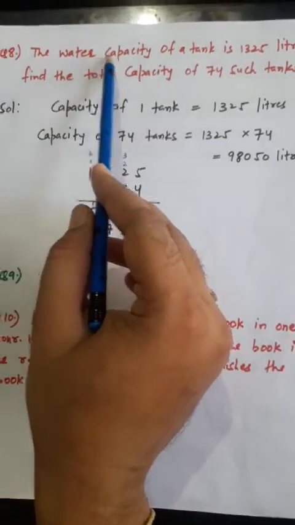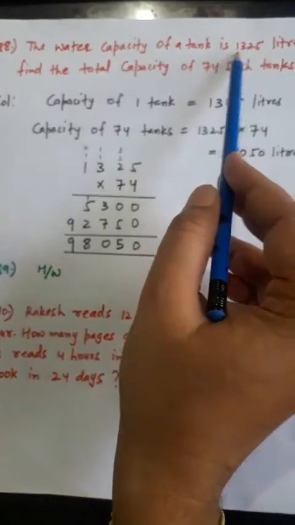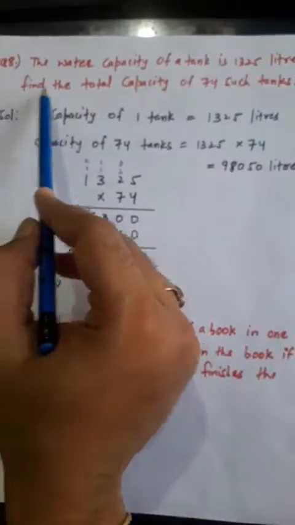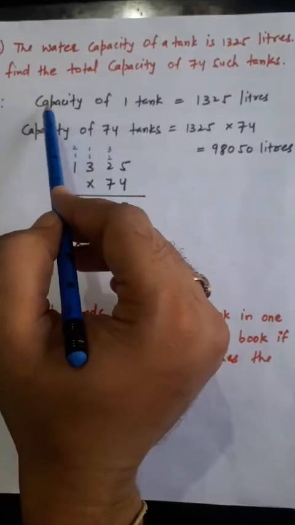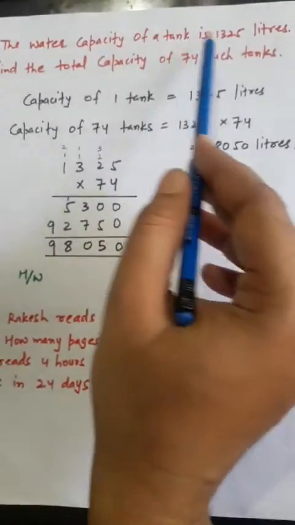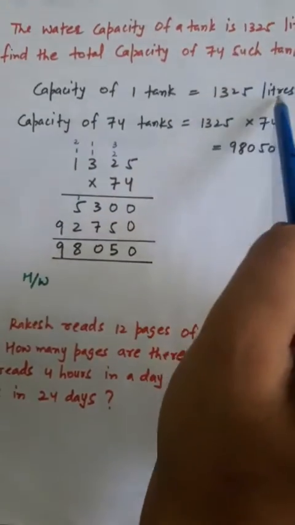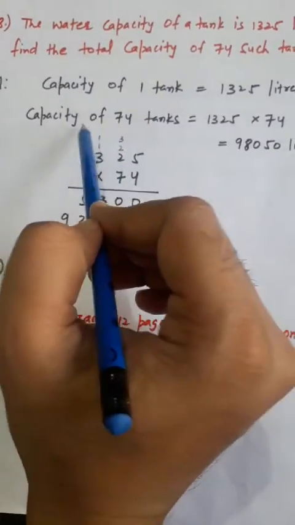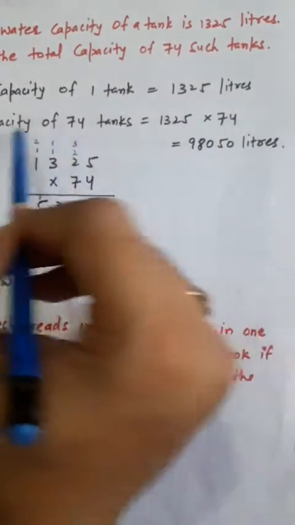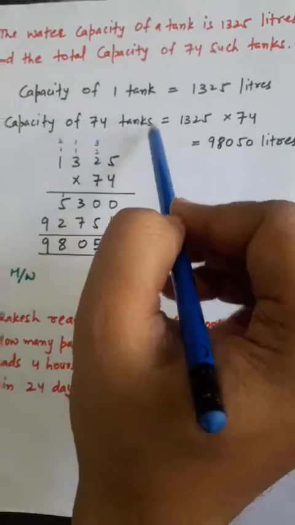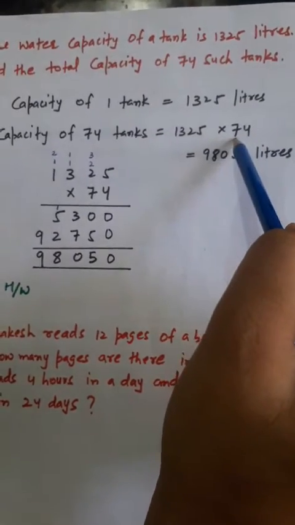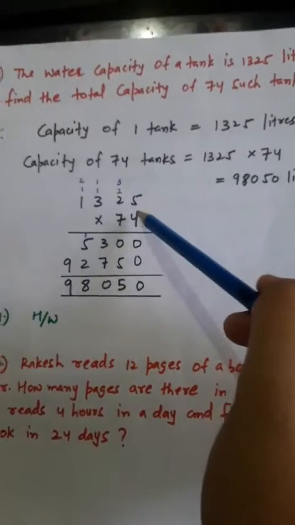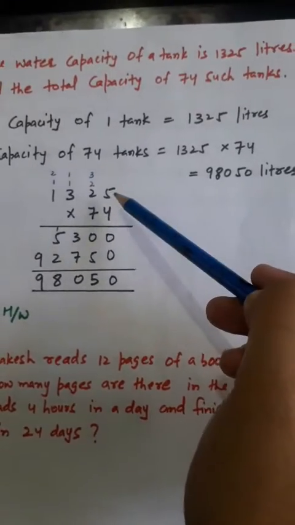The water capacity of a tank is 1325 liters. Find the total capacity of 74 such tanks. So the capacity of one tank is mentioned here. It is 1325 liters. Now we have to find out the capacity of 74 tanks. So the capacity of 74 tanks is equal to 1325 multiplied by 74. Now you multiply here, put one number below the other, and write according to place values.